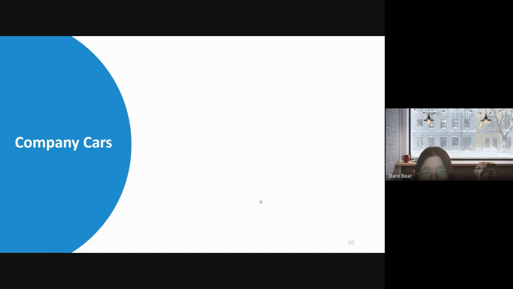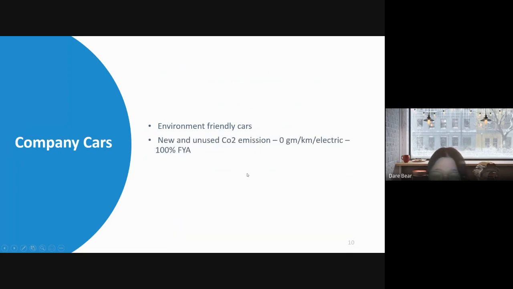Okay, the next one will be company cars. You can only get more benefits if the company car is an electric car or any environmentally friendly car. So as long as it is a new and unused car with a CO2 emission of 0 grams per kilometer, or an electric car, you can offset the entire cost of the car against the company profits in the first year. It's a first year allowance.